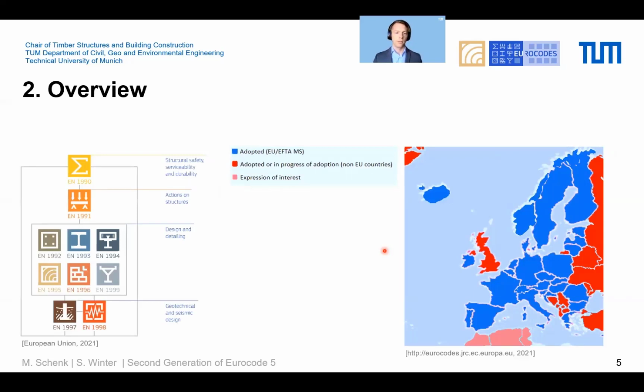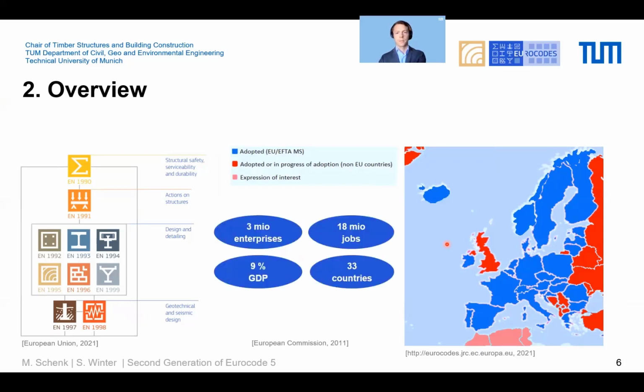As many of you well know, the structural Eurocodes consist of 10 individual parts. Using the example of Great Britain, you can see on the right-hand side of the screen that these standards have so far not only been adopted in the European Union, but form the basis for the design of structures in over 33 countries. This means the documents have an influence on the daily work of approximately 500,000 engineers in more than 3 million enterprises active in the European construction sector. This economic sector accounts for 9% of the European gross domestic product.